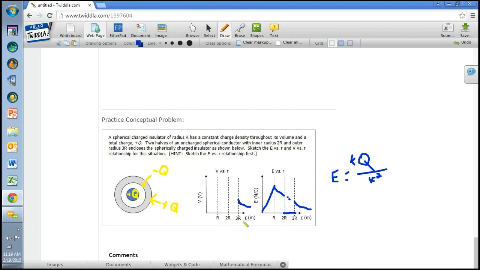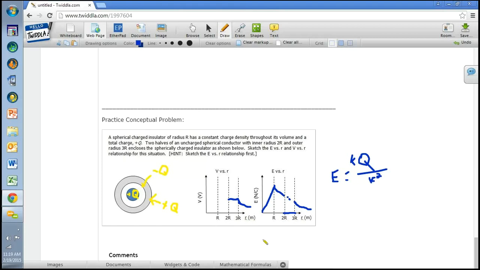My question is, where would the voltage be? Would it be lower than what I started with there at 3R? Would it be higher? Would it be the same as at 3R? What would it be? Yes, the same. There we go, like that.